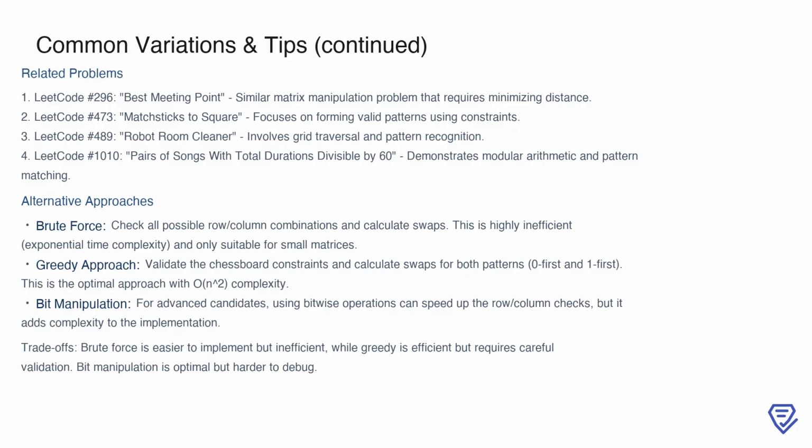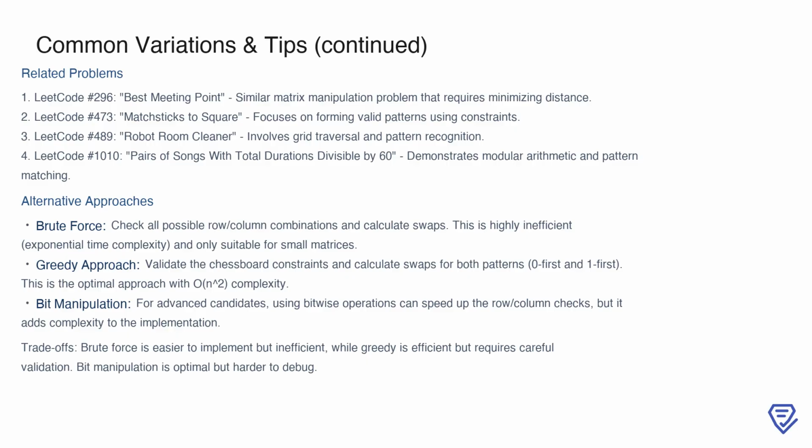In terms of related challenges, LeetCode number 296, best meeting point, involves minimizing distances in a matrix, which shares a similar grid manipulation aspect. LeetCode number 473, matchsticks to square, focuses on creating valid patterns under constraints, while LeetCode number 489, robot room cleaner, emphasizes grid traversal and recognizing patterns. Even LeetCode number 1010, pairs of songs with total durations divisible by 60, highlights modular arithmetic and pattern matching, which can be conceptually linked.